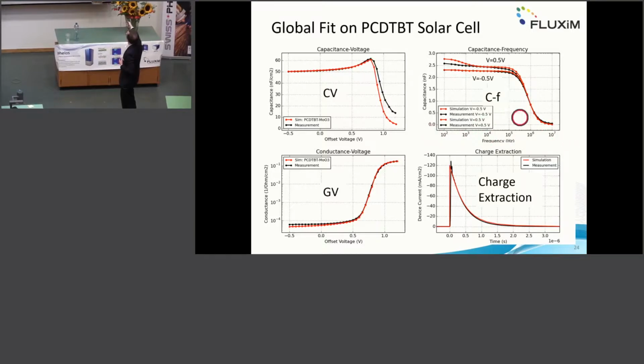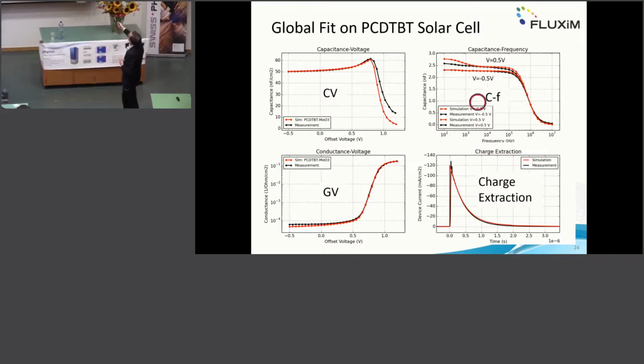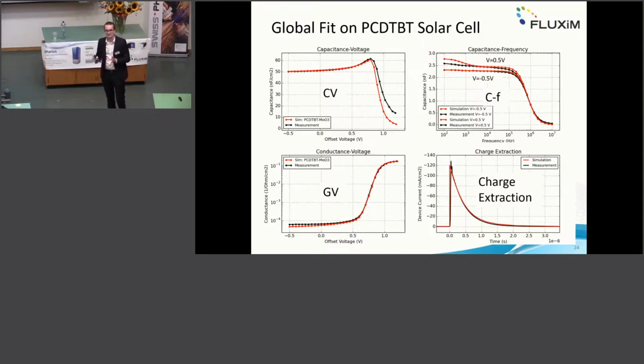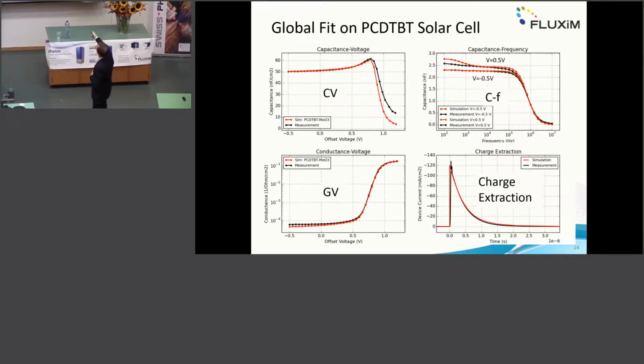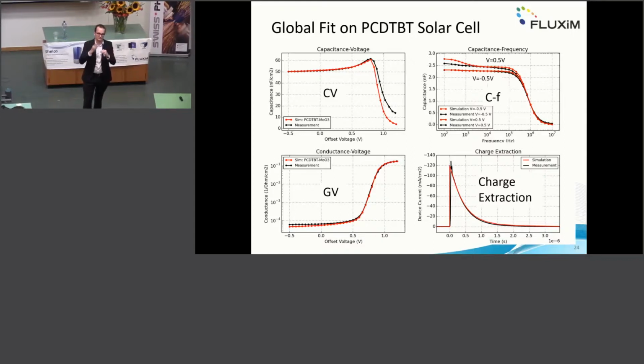You see here two voltages, once at minus 0.5 volt and once at plus 0.5 volt. Here you can also describe that the capacitance is higher in forward direction and that it increases slightly, due to traps. Also, charge extraction here at the bottom we can describe. So in charge extraction, you extract the charges after you have turned off the light.